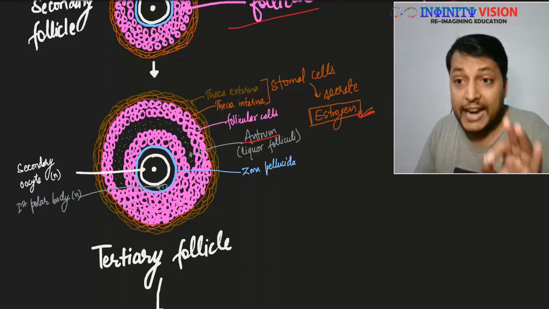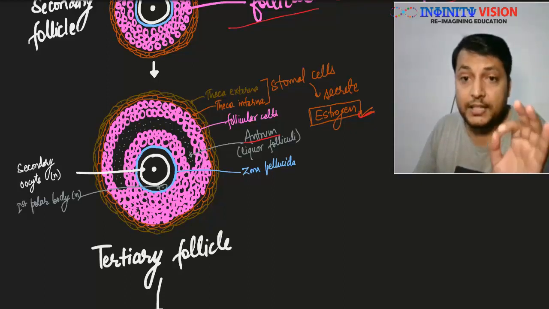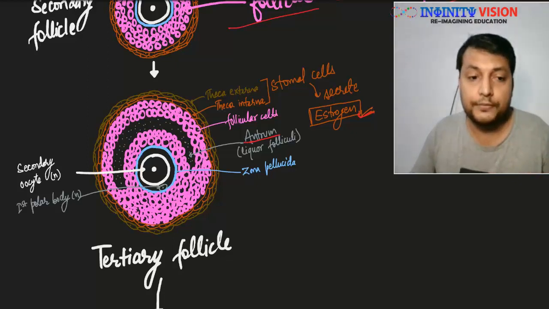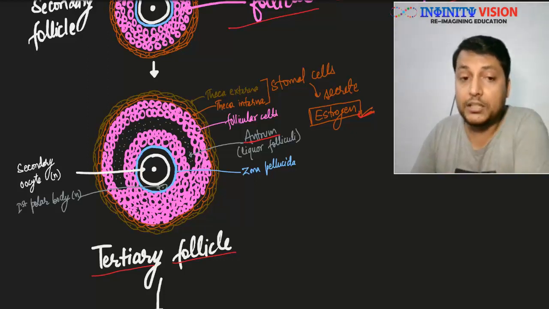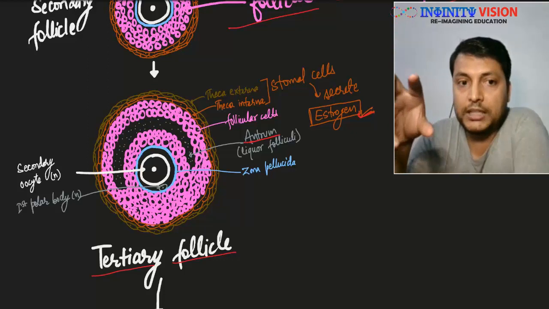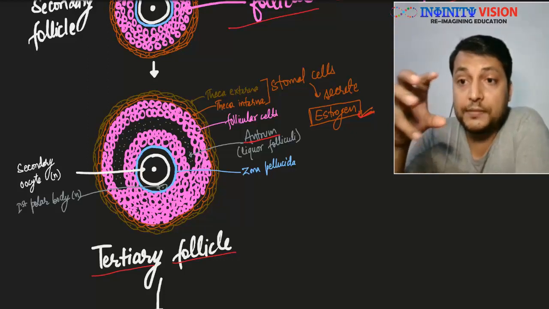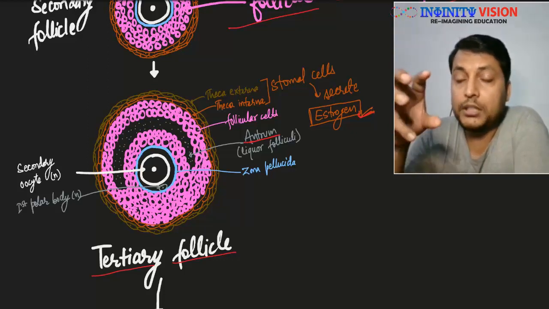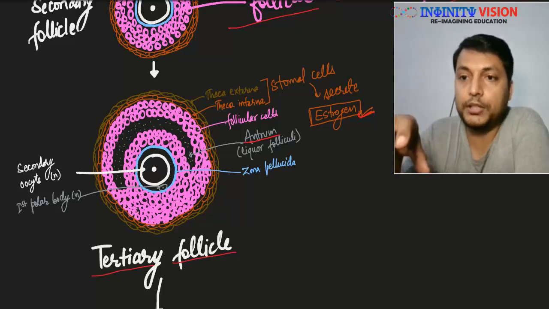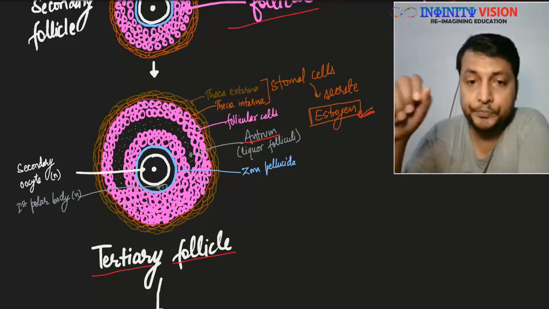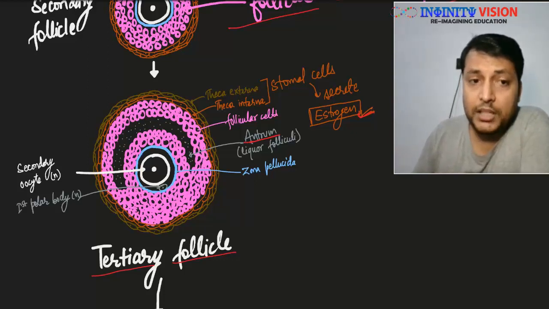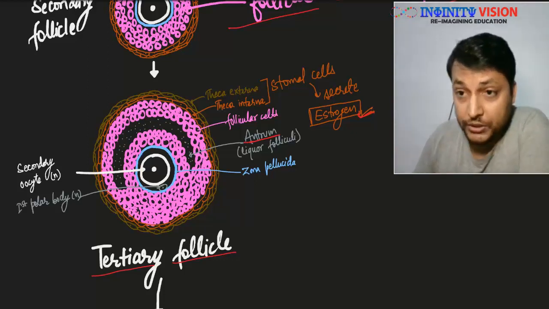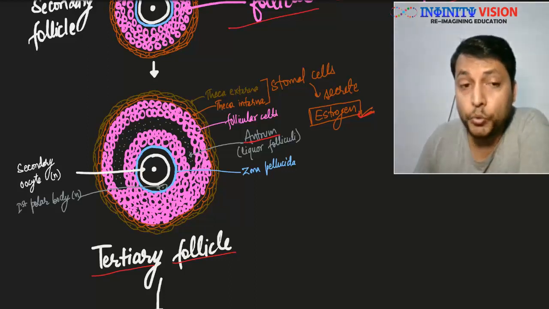The formation of antrum is the characteristic feature of tertiary follicle. Remember this. The presence of antrum is the characteristic feature of tertiary follicle. This is the structure that differentiates secondary follicle from tertiary follicle. Great. Now, inner to the antrum, again we find a layer of follicular cells around the oocyte.